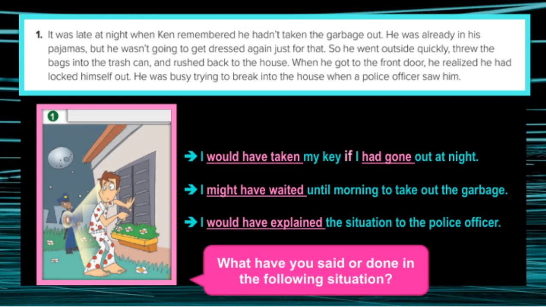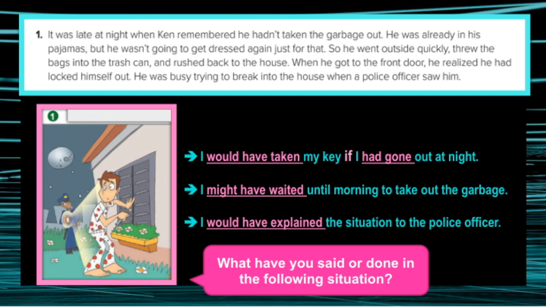In this slide, I want to highlight how we often reflect on what we might have said or done differently in various situations. For example, if I had gone out at night, I would have taken my key with me. This shows the importance of being prepared and thinking ahead to avoid unnecessary problems. Similarly, I might have waited until morning to take out the garbage, which could have been a better decision to prevent any inconvenience or mess.